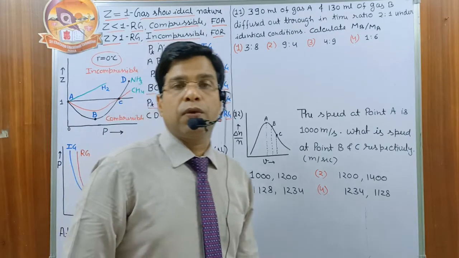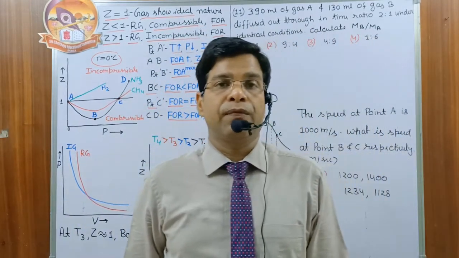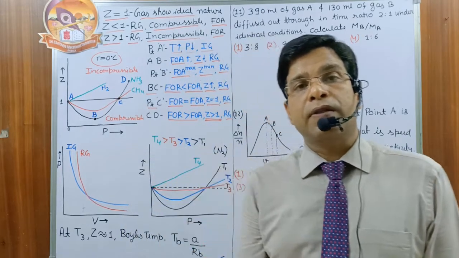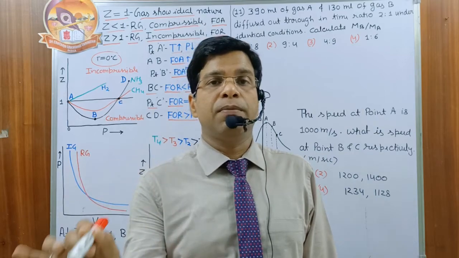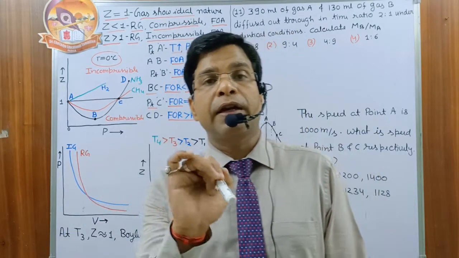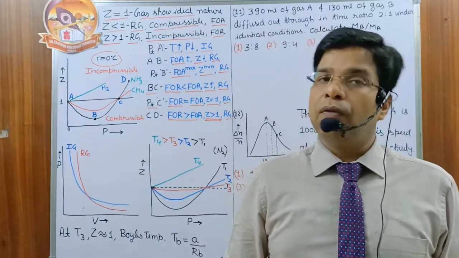T3 is the special temperature. At T3, the value of Z is approximately equal to 1. It is the temperature where the gas most shows ideal behavior, and this temperature is called the Boyle's temperature. The temperature at which the value of Z is approximately equal to 1 for the given pressure range 0 to 1 atmosphere is called the Boyle's temperature.